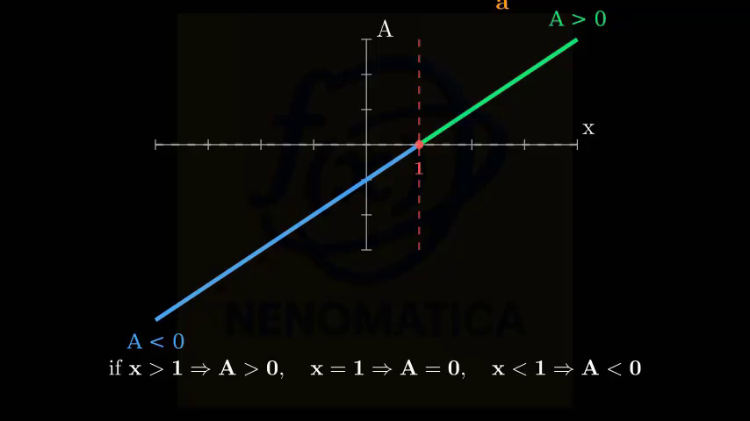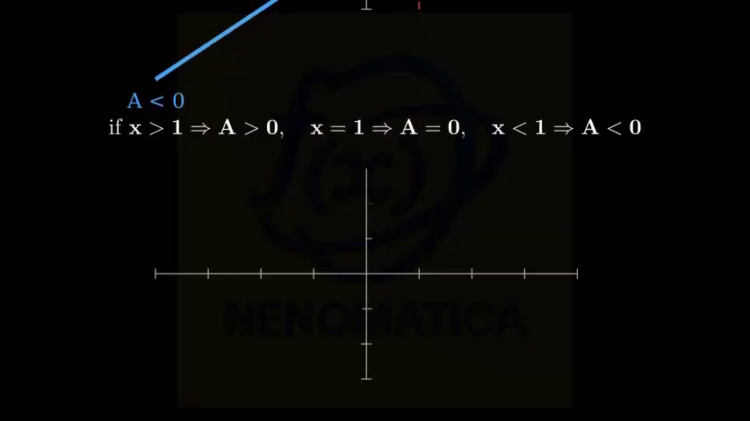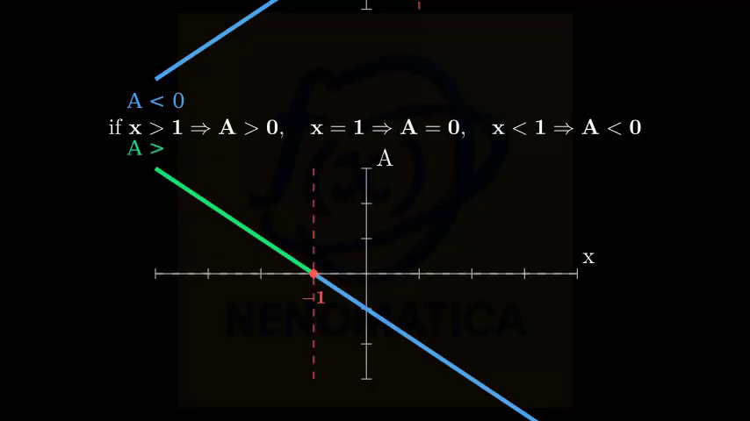Second example, take a equals negative x minus 1. Again, we graph y equals negative x minus 1 and mark the root at x equals negative 1. For x greater than negative 1, the graph lies below the axis, so a is negative. For x less than negative 1, the graph is above the axis, so a is positive.